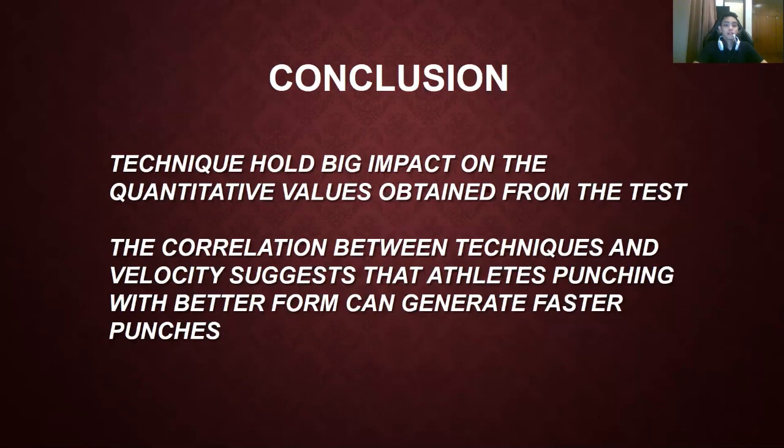As we can see, if an athlete has better form, they can generate faster punches. So psychological factors could also be the reason for the differences seen in the test, including strength, reach, and weight distribution. So that's all from us.